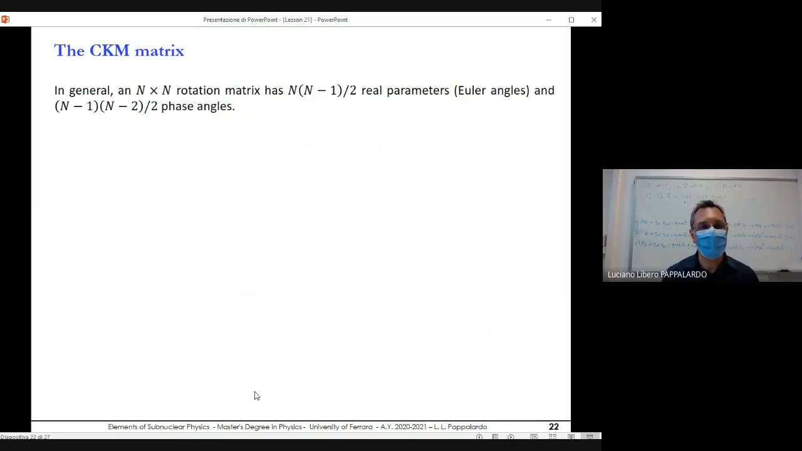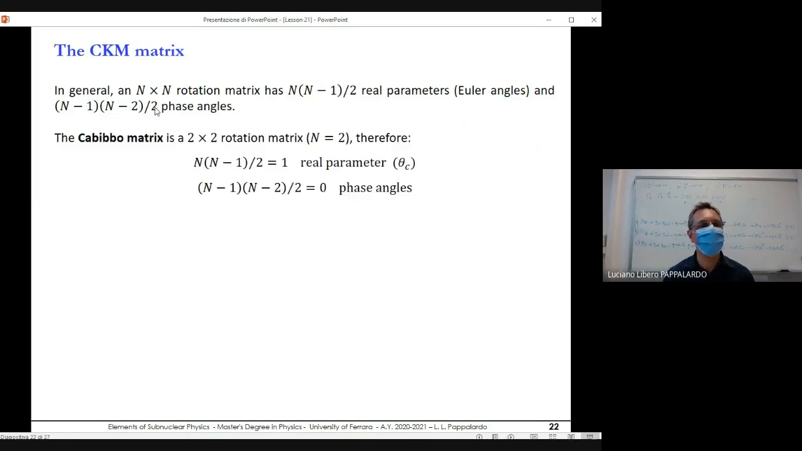Now, let's be general. In general, an n by n rotation matrix has a number of real parameters given by n times (n minus 1) divided by 2. And these we call the Euler angles in this hyperspace, and a number of phase angles given by this quantity here, (n minus 1) times (n minus 2) divided by 2.